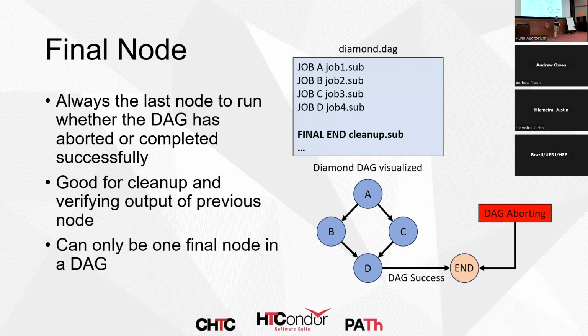But here's our example of the diamond DAG in our end node. So in this case, if D ends successfully, given our dependencies, that's the last job in the DAG, we have finished our DAG successfully, the end node will run. If any of those nodes fail for some reason, the DAG starts aborting and we still run our final node. Very nice.